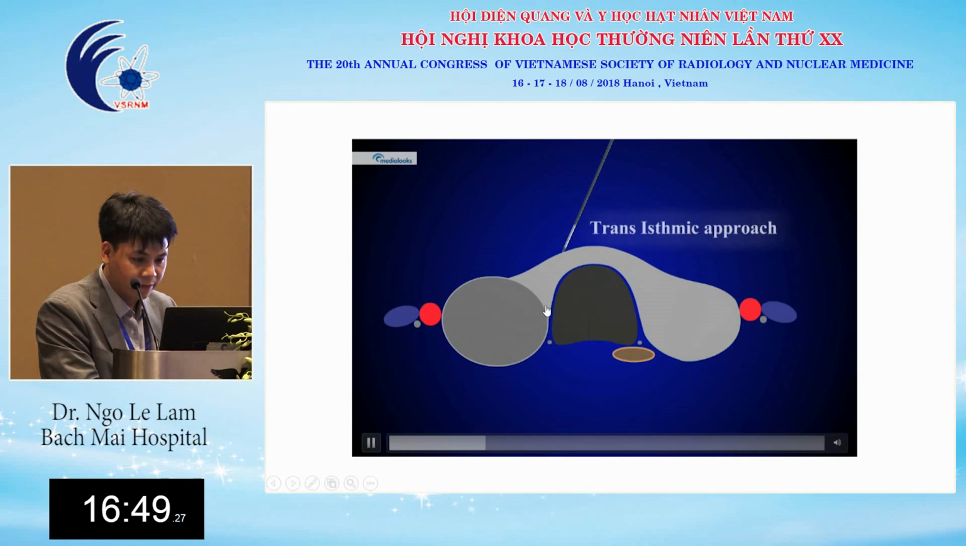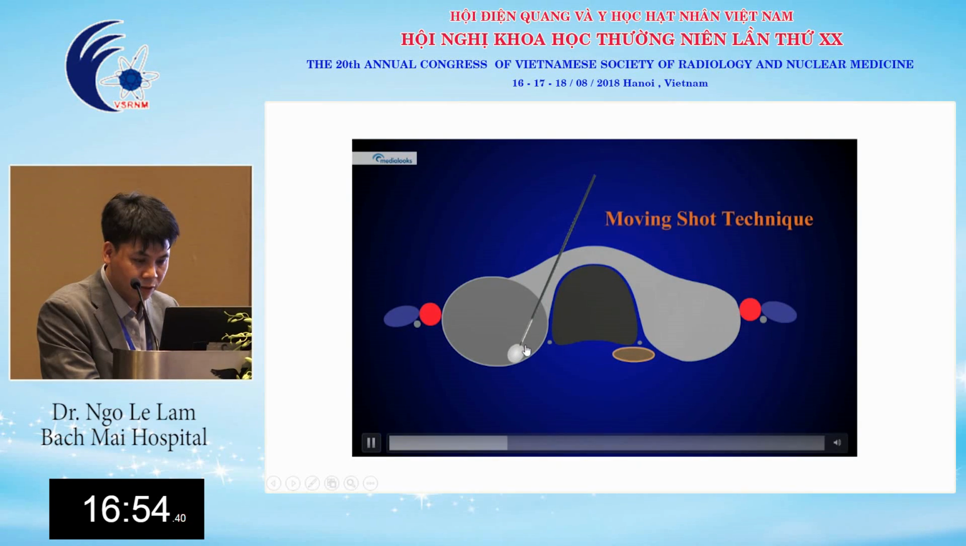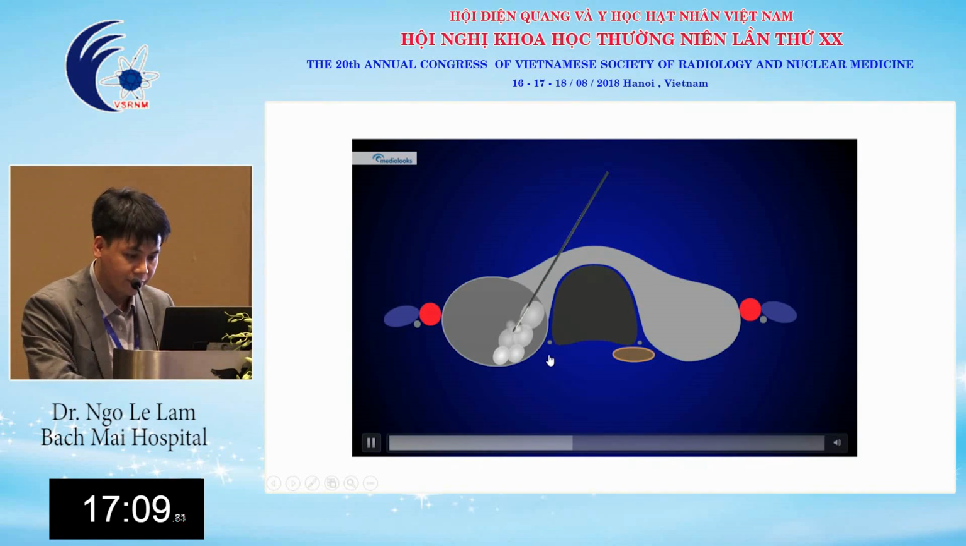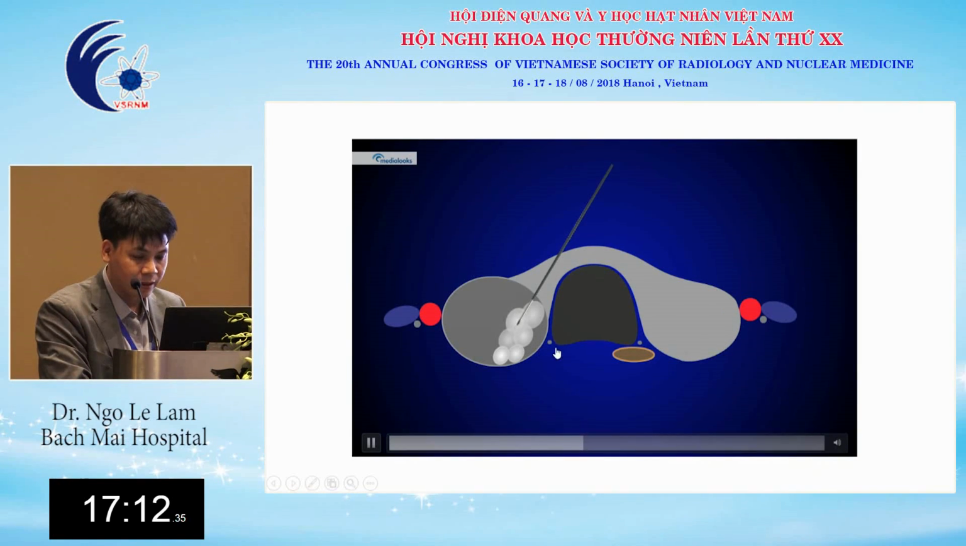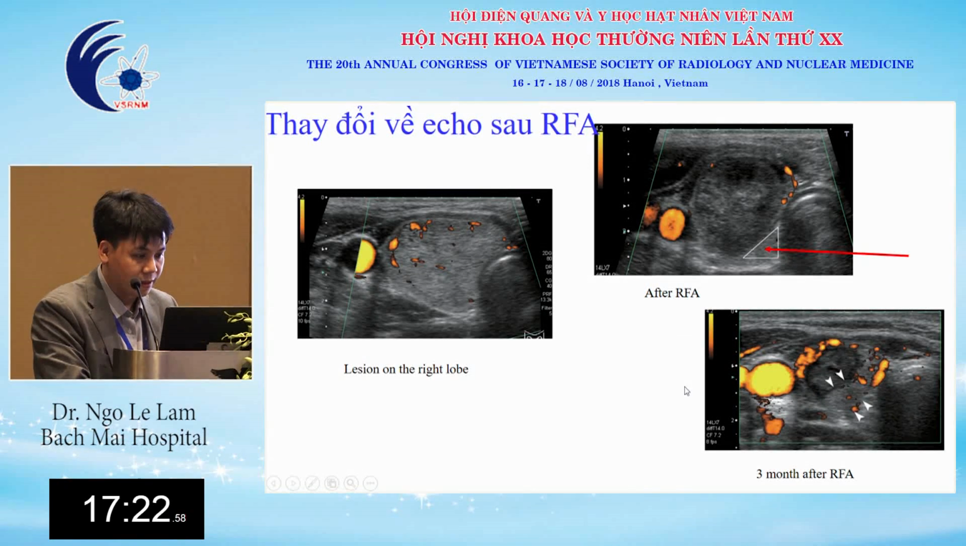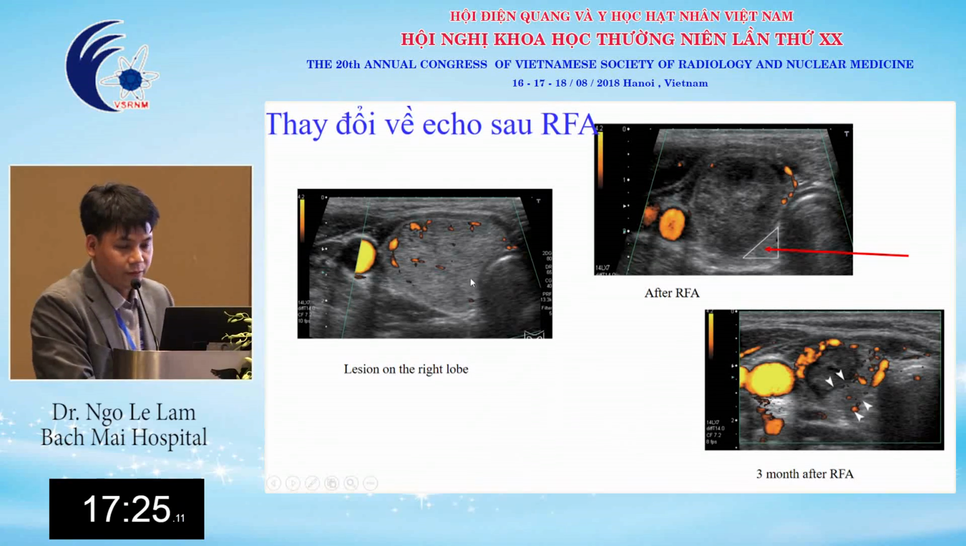This is the needle going through the isthmus, and then we shoot from the innermost and deepest, and we move backward. Then we apply multiple different spots, and we must be sure that we avoid the dangerous triangle. This is the basic principle for doing IFA. And then finally we cover every single spot of the nodule.